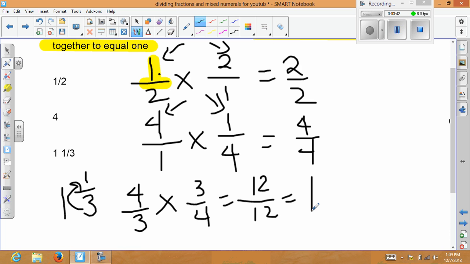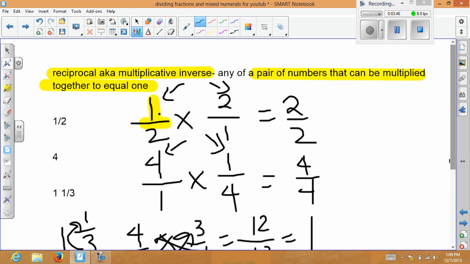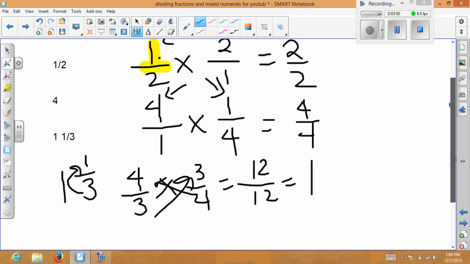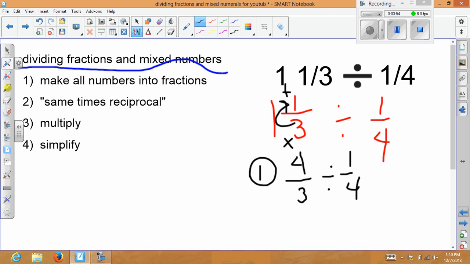So I see that reciprocals are just where I've taken the fraction and I've inverted it, hence the name multiplicative inverse. So I just kind of flip that fraction on over, and that's not the mathematical term for it, but that's what you're doing. So same times reciprocal.